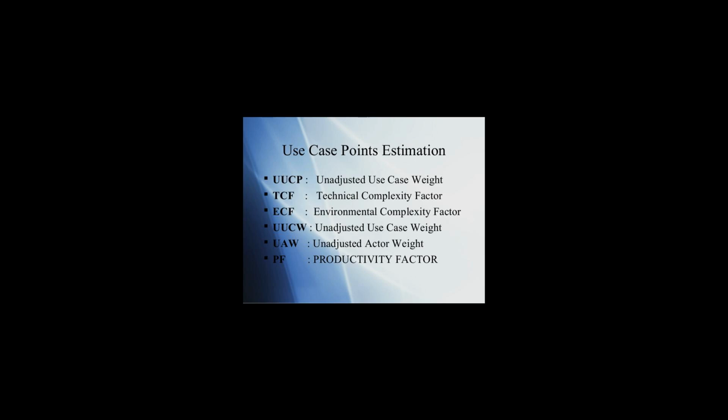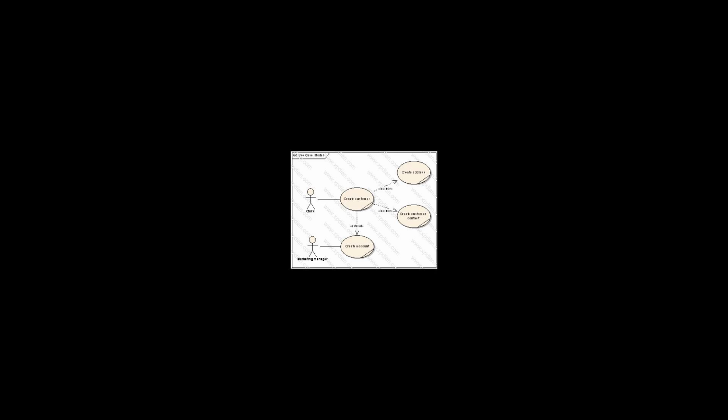The F is then used to compute the ECF with the following formula. ECF equals 1.4 plus minus 0.03 x F. Use case points, UCP. Finally, the UCP can be calculated once the unadjusted project size, UUCW and UAW, technical factor, TCF, and environmental factor, ECF, have been determined. The UCP is calculated based on the following formula. UCP equals UUCW plus UAW x TCF x ECF.